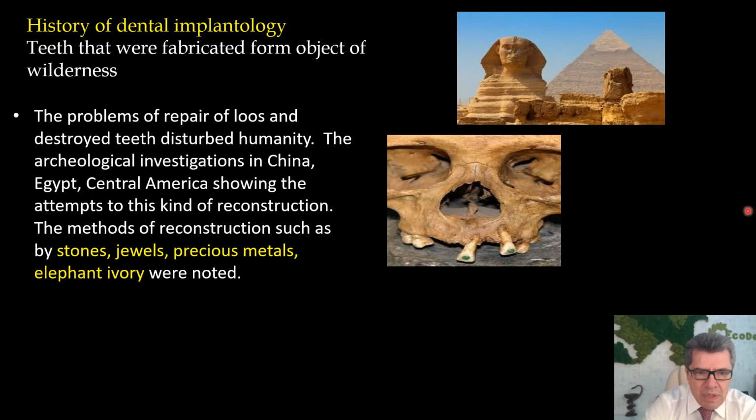The problems of repairing loose and destroyed teeth have disturbed humanity. Archaeological investigations in China, Egypt, and Central America showed attempts at this kind of reconstruction. The methods of reconstruction used stones, gels, precious metals, and elephant ivory.